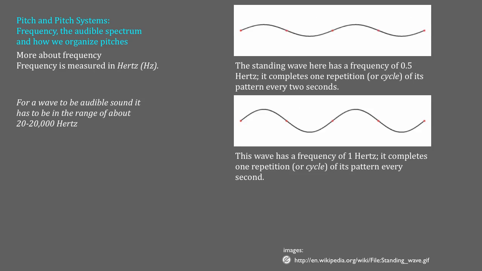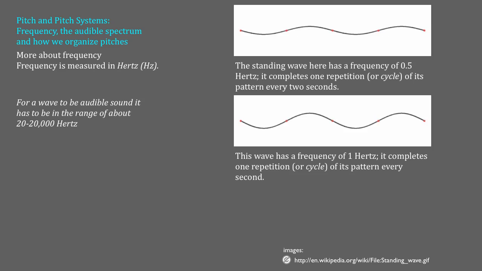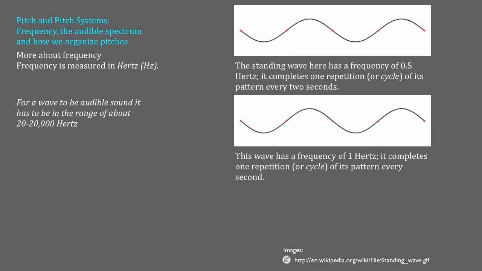For a wave to be audible sound, it has to be in the range of about 20 to 20,000 hertz. And this is a general range. Most people hear somewhere within this range rather than all the way down to 20 and all the way up to 20,000. But it's a good set of round numbers for us to use to describe the audible frequency range.